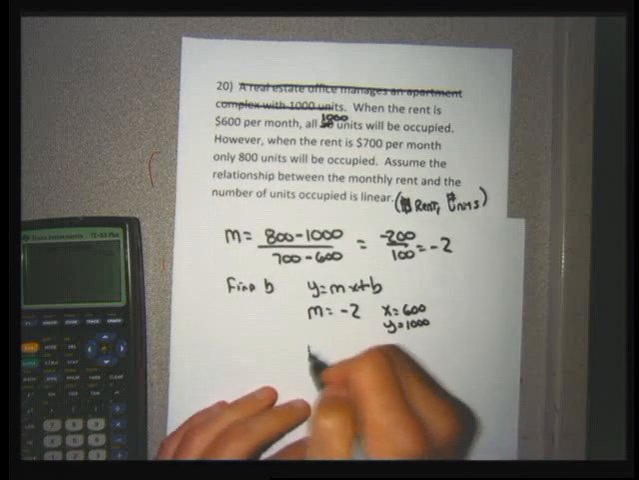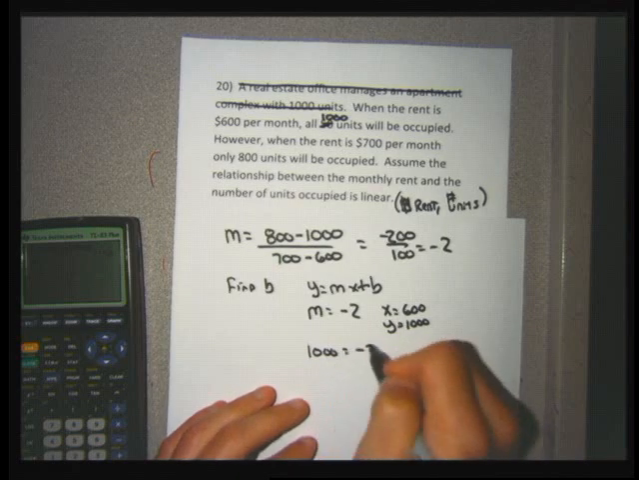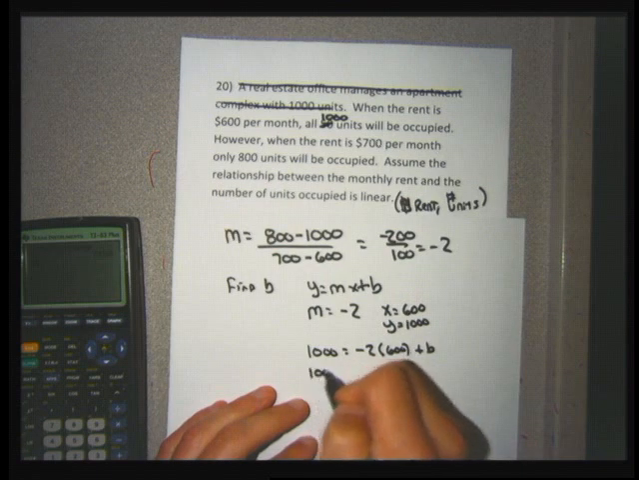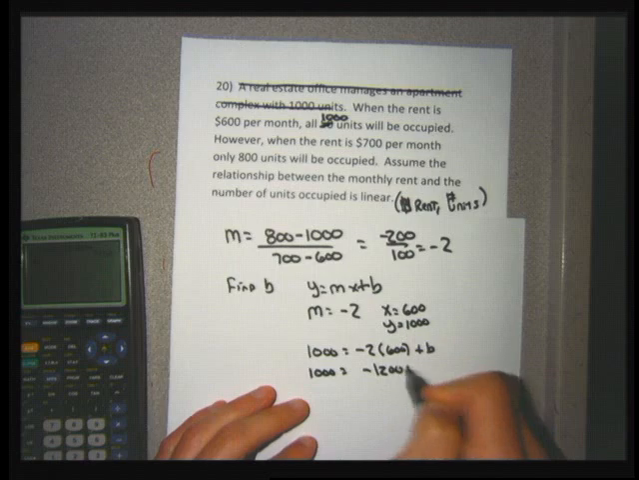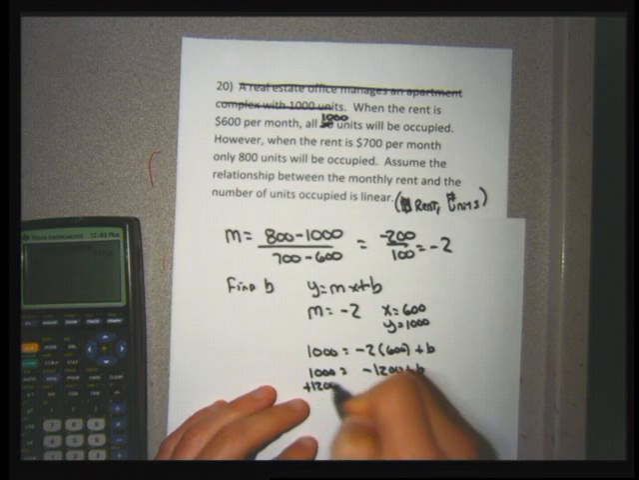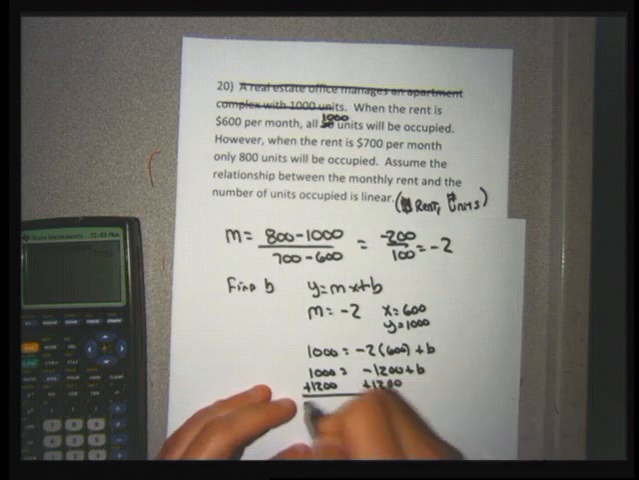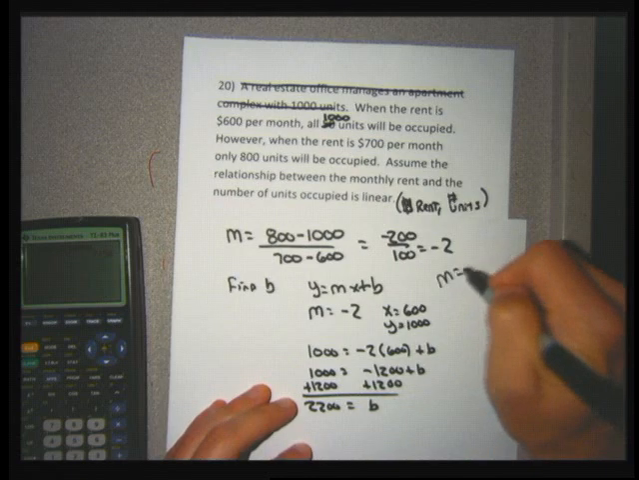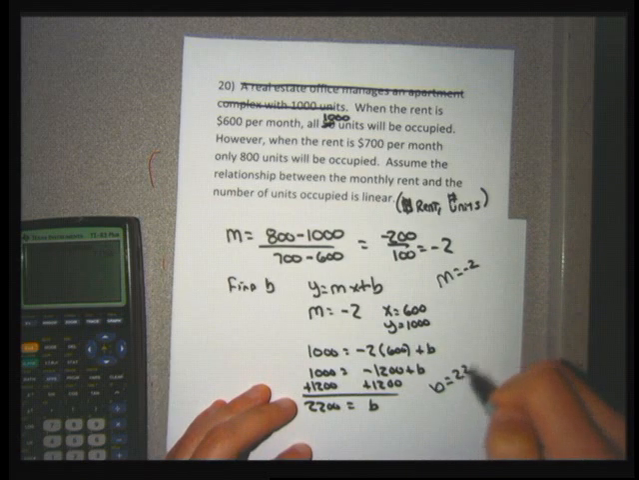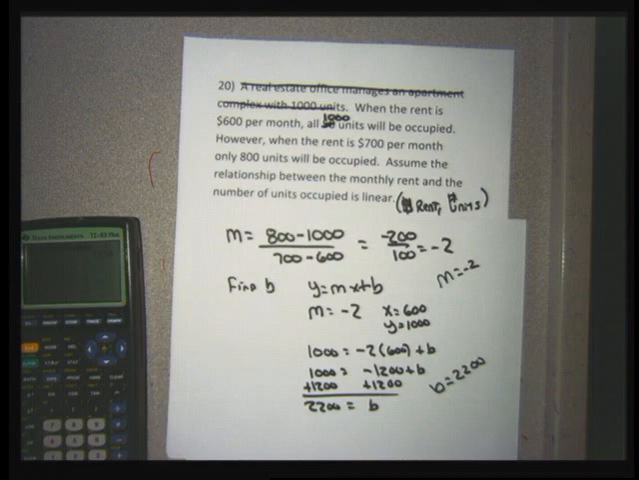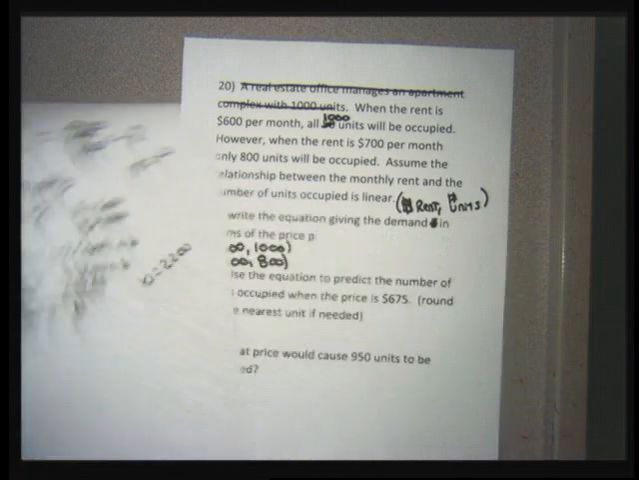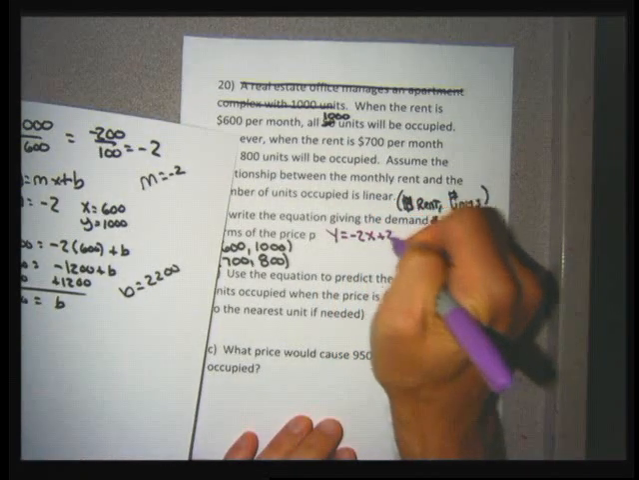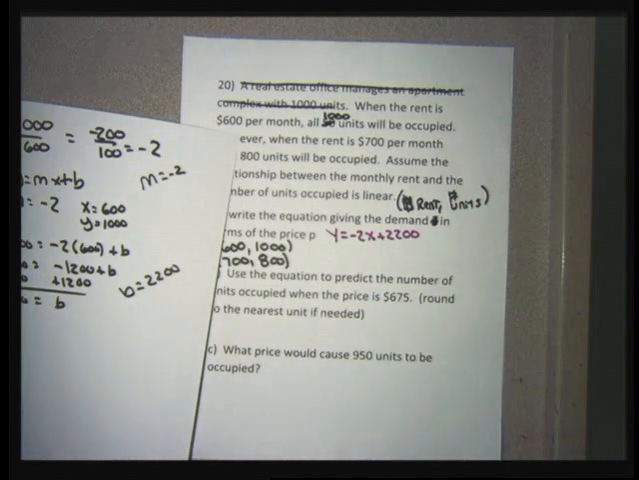And when I do that, I get 1,000 equals negative 2 times 600 plus b. So it gives me 1,000 equals negative 1,200 plus b. I add 1,200 to each side, and I get 2,200 equal to b. So I have m equal to negative 2, b equal to 2,200. I'm going to put those in the equation y equals mx plus b and write my answer to part A. So for part A, I can say y equals negative 2x plus 2,200. That would be perfectly fine.